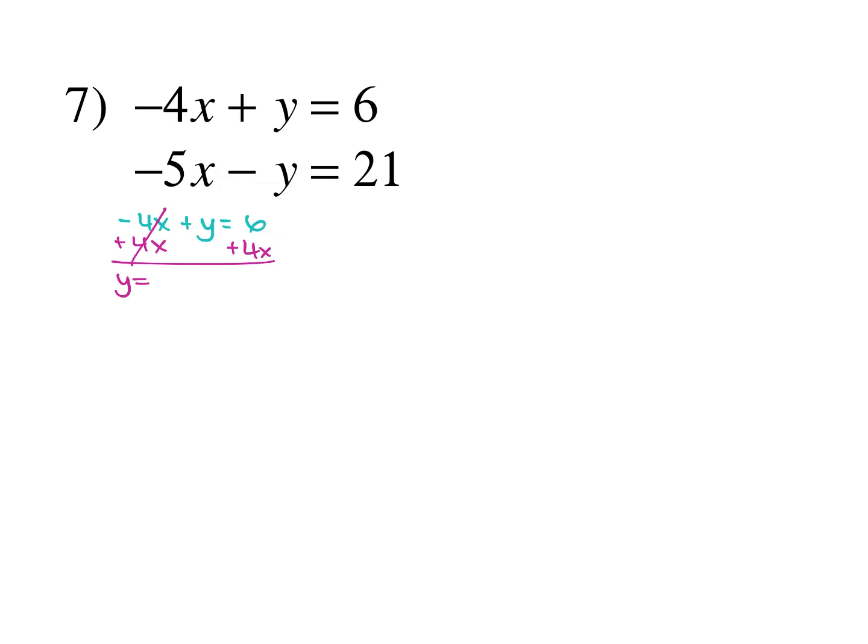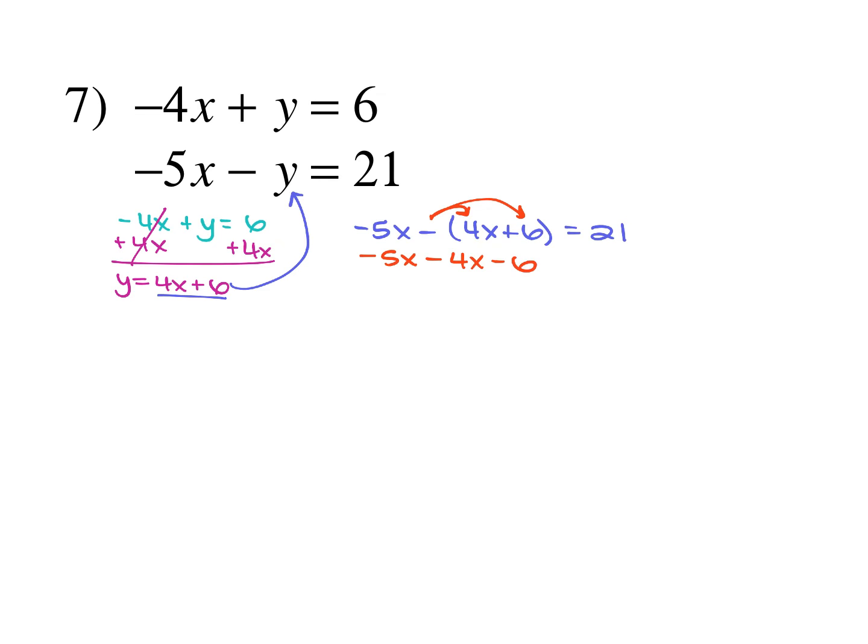So this gives us y is equal to 4x plus 6. You take the expression 4x plus 6, you plug it in for y in that bottom equation. So you have negative 5x minus the expression for y, so 4x plus 6 is equal to 21. That negative in front of the parentheses needs to be distributed in. So this gives you negative 5x minus 4x minus 6 is equal to 21.